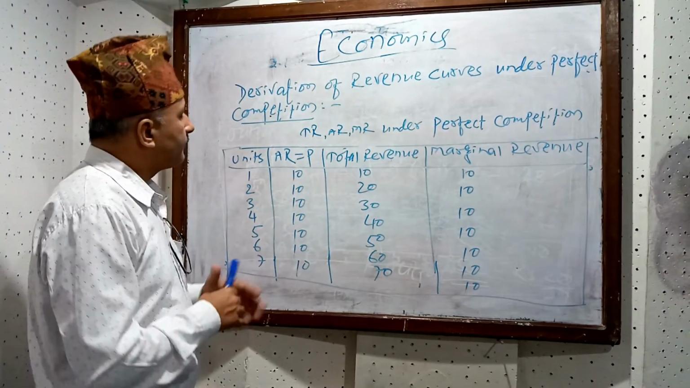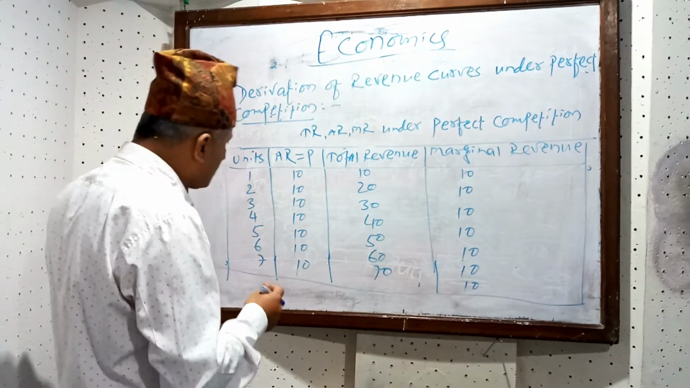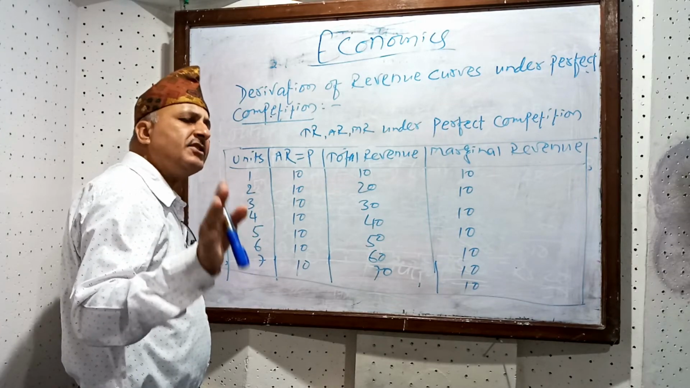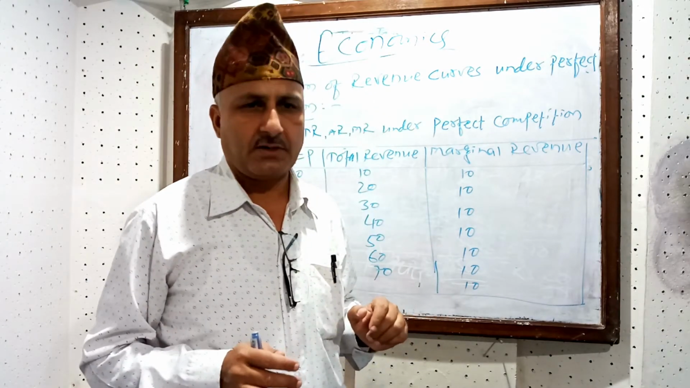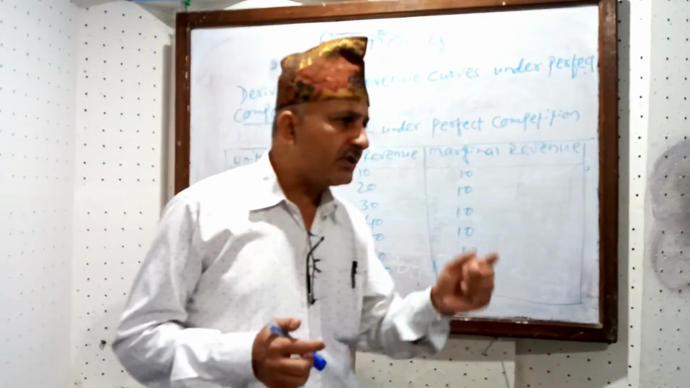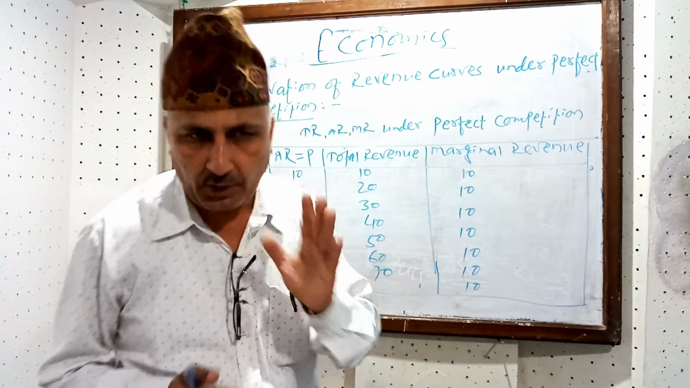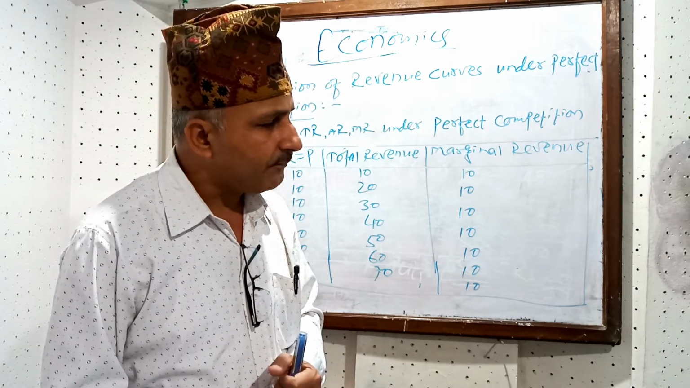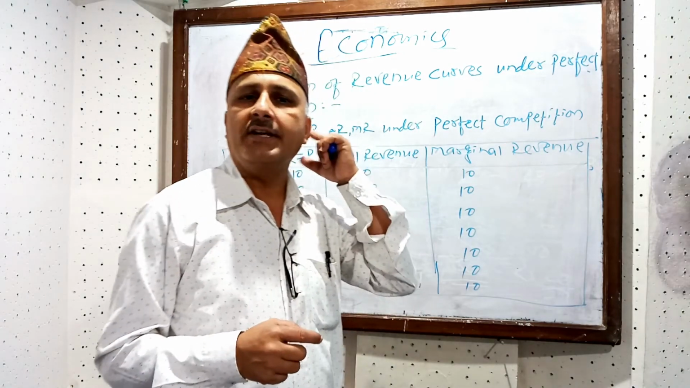Now, under perfect competition, price remains constant. Price is the same. This is because price is fixed by an industry under perfect competition. Then what is an industry? Industry is a group of firms that produce a homogeneous product. That means according to economics, industry can be defined as a group of firms that produce a homogeneous product.